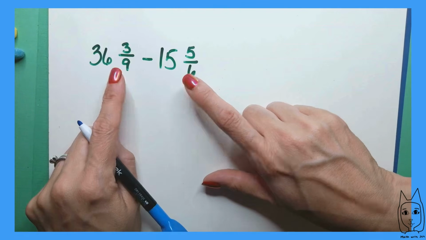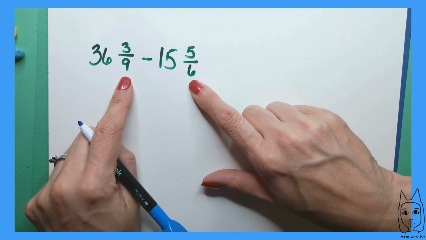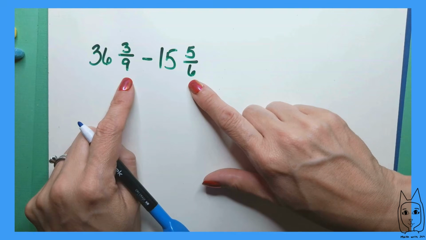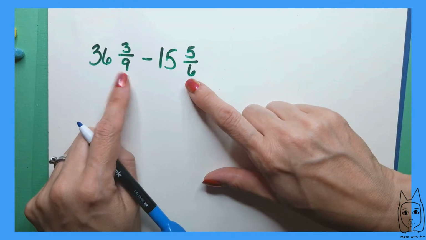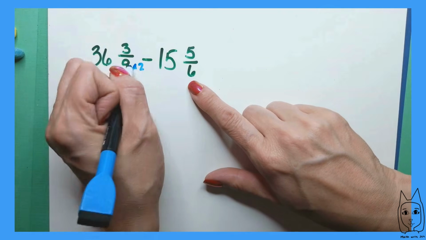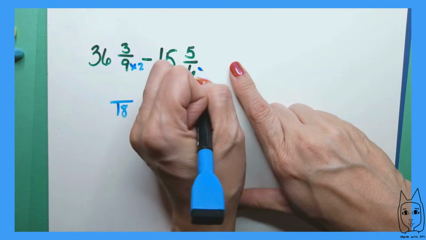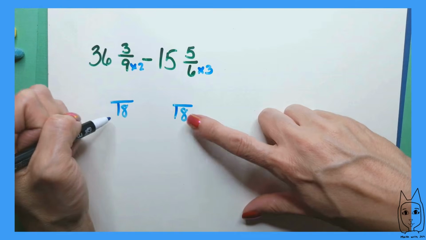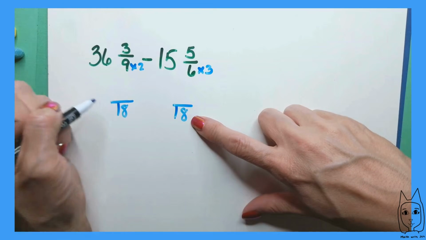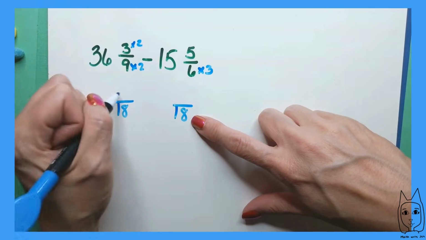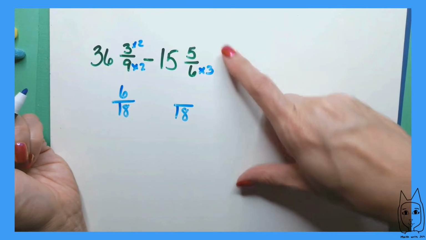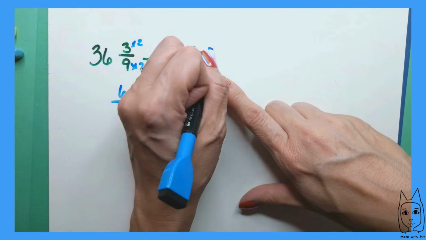So for this one, our first step in adding and subtracting fractions, you need to get a common denominator. And we do try to think about the least common denominator. I could just multiply these together and get 54. Let's think of something smaller that they have in common. 9 times 2 is 18. 6 times 3 is 18. 18 equal parts make one whole in this problem. So that means these 3 equal parts are now going to be 6. And then these 5 equal parts are now going to be 15.